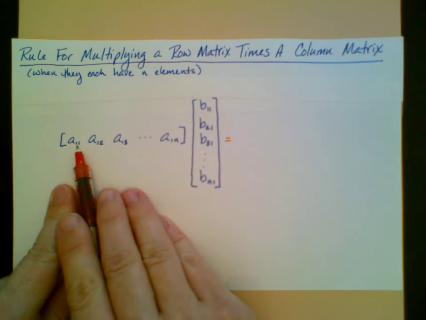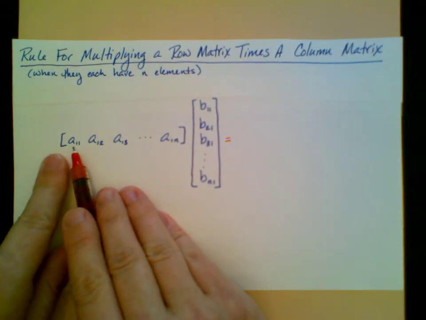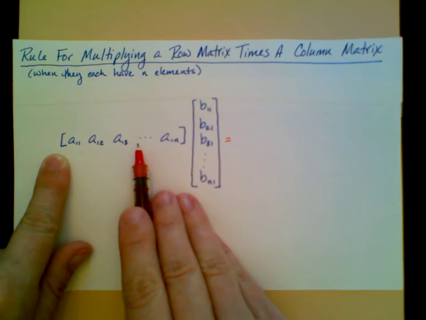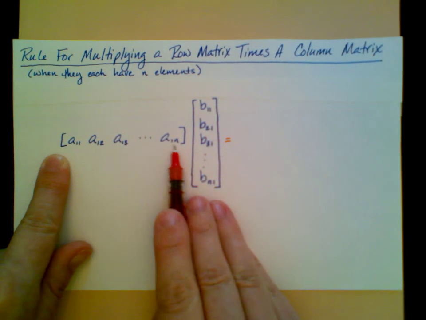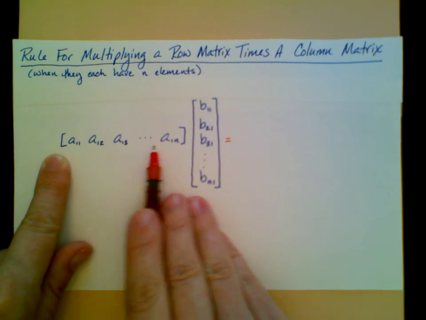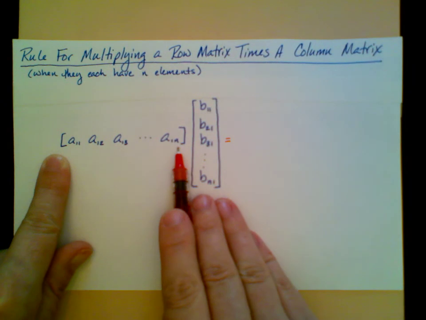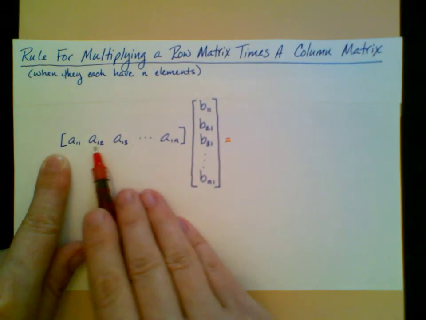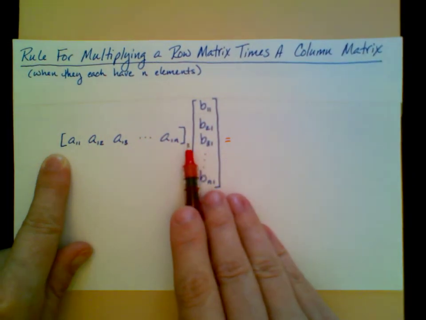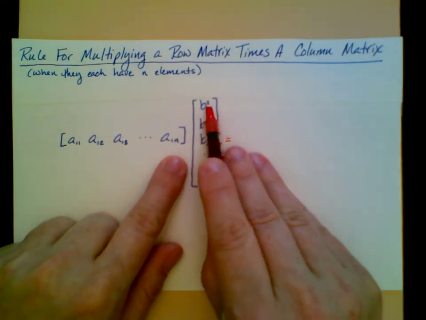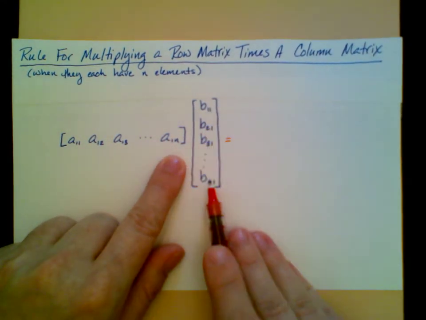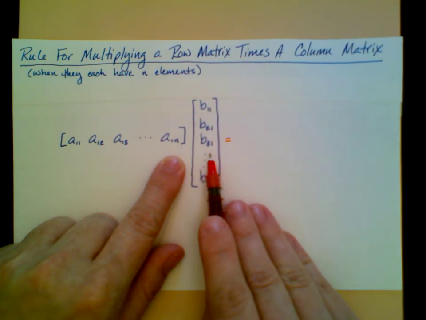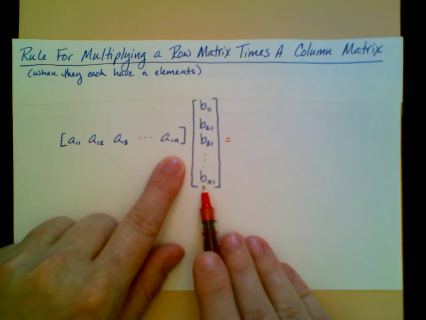Notice also that my row matrix has A sub 1,1, A sub 1,2, A sub 1,3, dot, dot, dot, A sub 1n. And the dot, dot, dot means the pattern continues up until whatever number n is. So if n is 15, you've got 15 elements in this matrix, all arranged in a single row. Likewise, with my column matrix, I've got B sub 1,1, B sub 2,1, B sub 3,1, dot, dot, dot going down, B sub n,1.